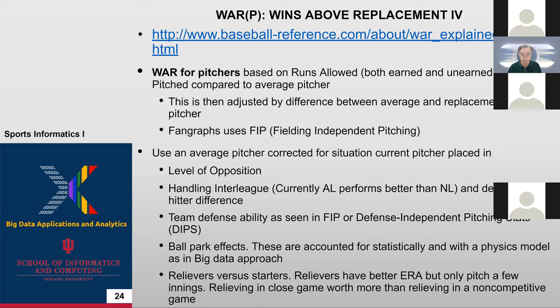There are points out you have to fold in how good a particular team is in fielding, and also the nature of the ballpark. I pointed out Denver is different from New York. And you also have to look at the different types of pitchers. There are some pitchers who start the game, starters. They tend to run about six innings, or maybe more. And then you have the relief pitchers who come in for the last innings or two.